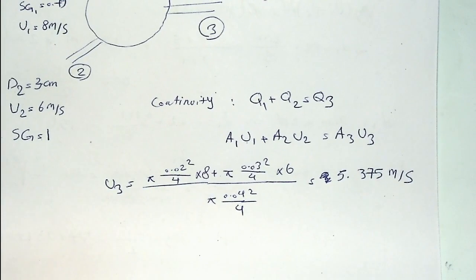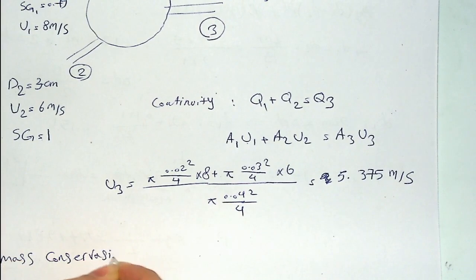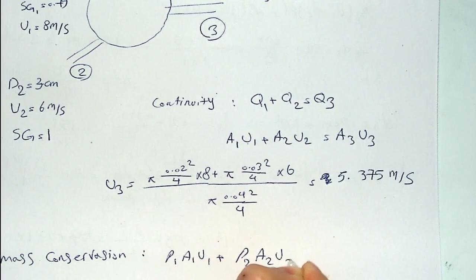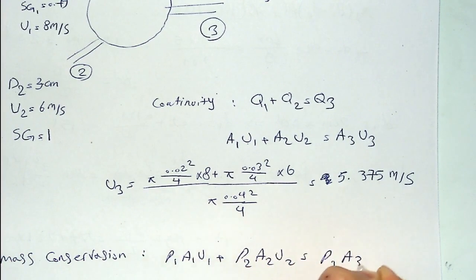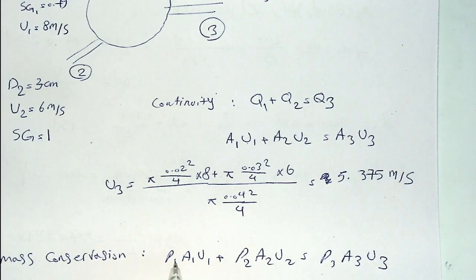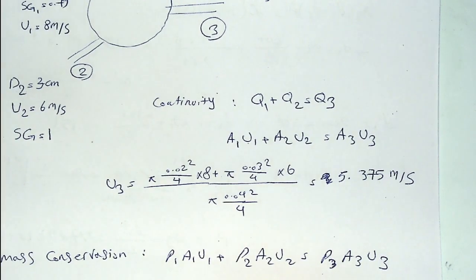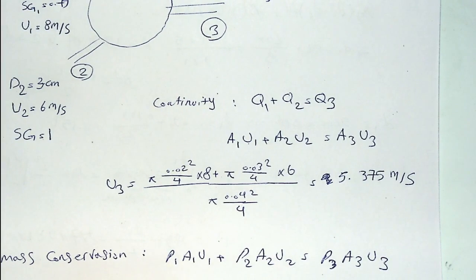Okay, now using the mass conservation law, we know that rho 1 A1 U1 plus rho 2 A2 U2 would be equal to rho 3 A3 U3. In the previous section, we calculated the U3, and the densities of the liquid in section 1 and section 2 are given to us. Now, again, we have everything but the density in section 3. So we can calculate the rho 3.